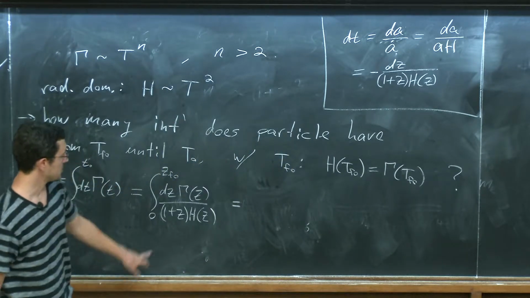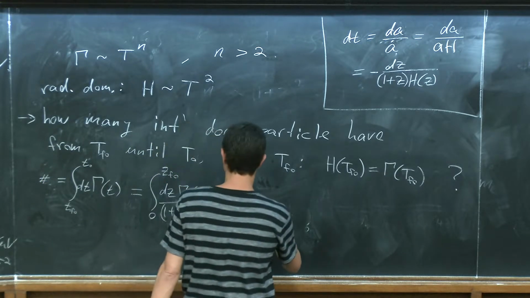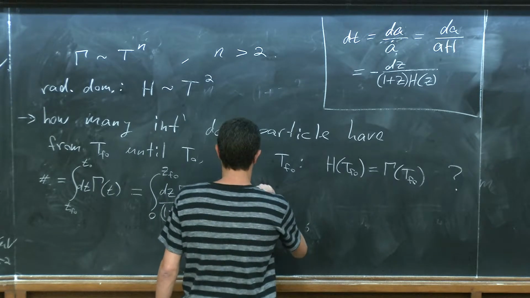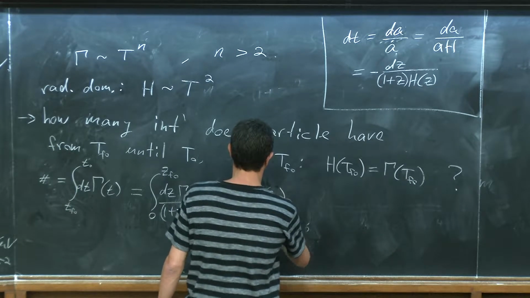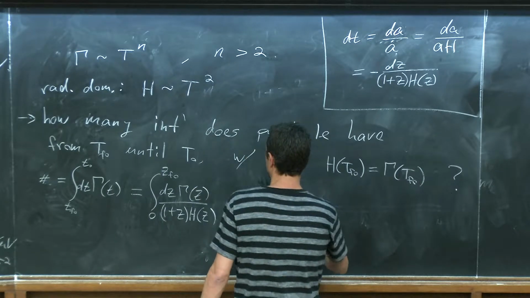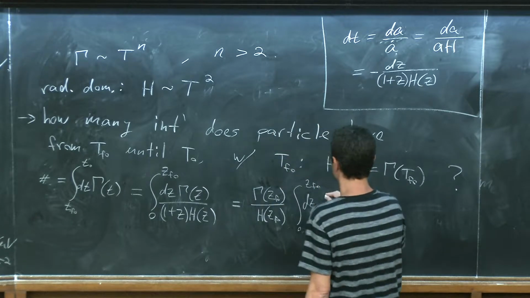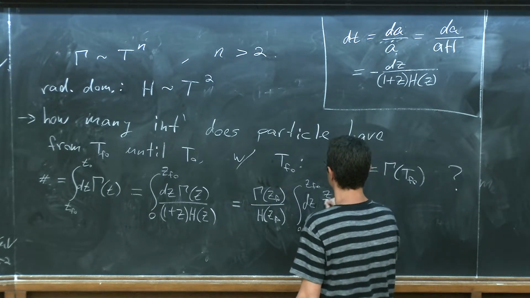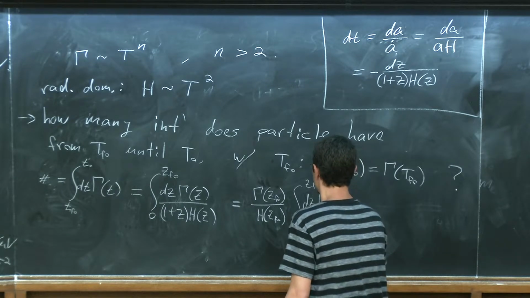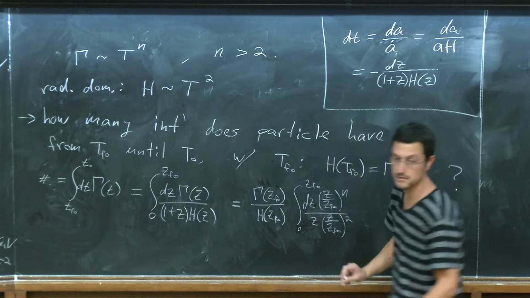In radiation domination, I can drop the 1. Again, this is a simplification you don't really need to make. But I can drop the 1, and I can write this as gamma of z freeze-out over the Hubble rate at z freeze-out, times the integral of dz, and here I have z over z freeze-out to the n, and I have z and z over z freeze-out squared.